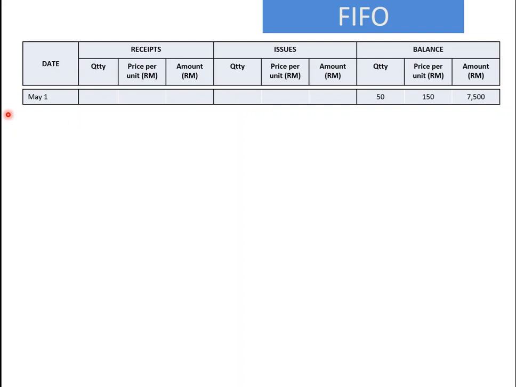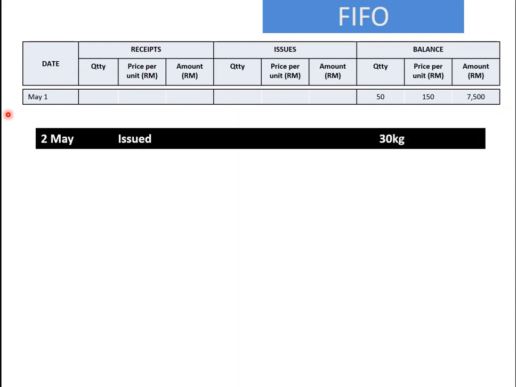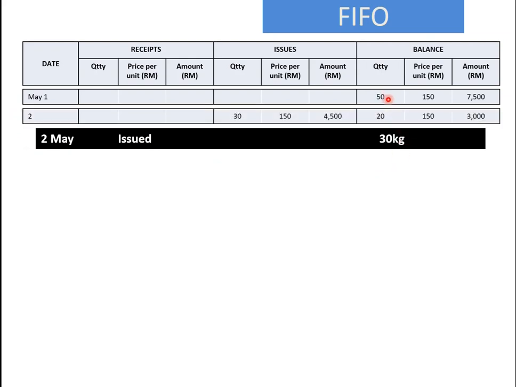Next, we look at the next transaction on 2nd May, which is issued 30 kgs. Therefore, 30 kgs at price 150. We only have one batch of stock, so we just issue this batch of stock at Rm 150. So 50 minus 30, then we get 20 kg balance at Rm 150.